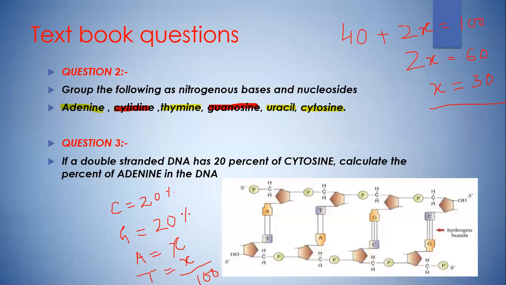So I hope this is clear, whatever we have discussed till now. So calculate the percentage of adenine in the DNA. The percentage is 30%. And if someone asks you what is the percentage of thymine, it will be the same, 30%.